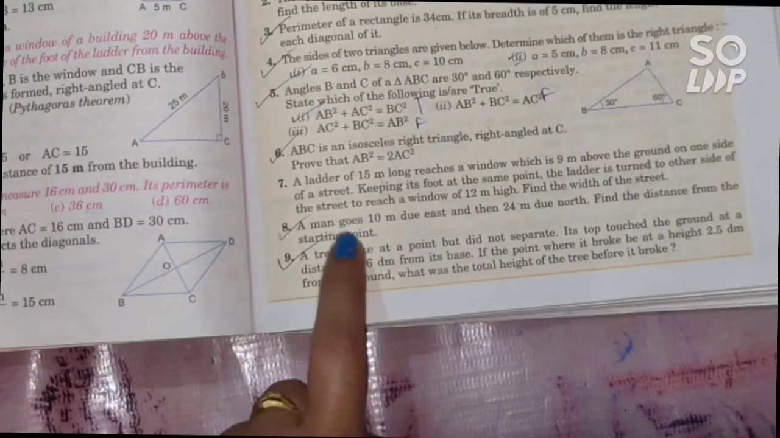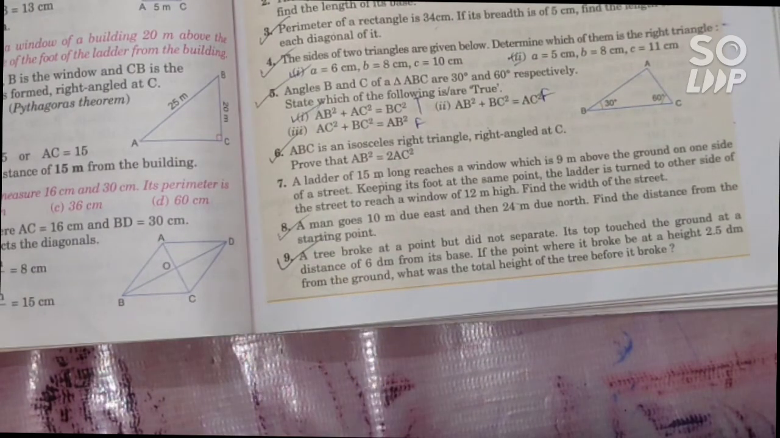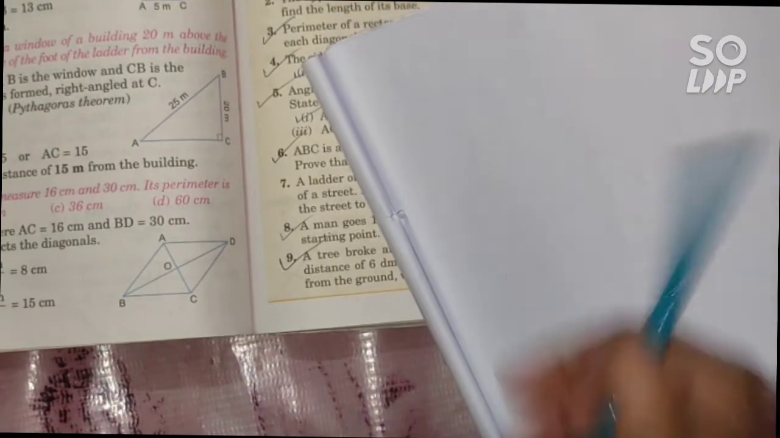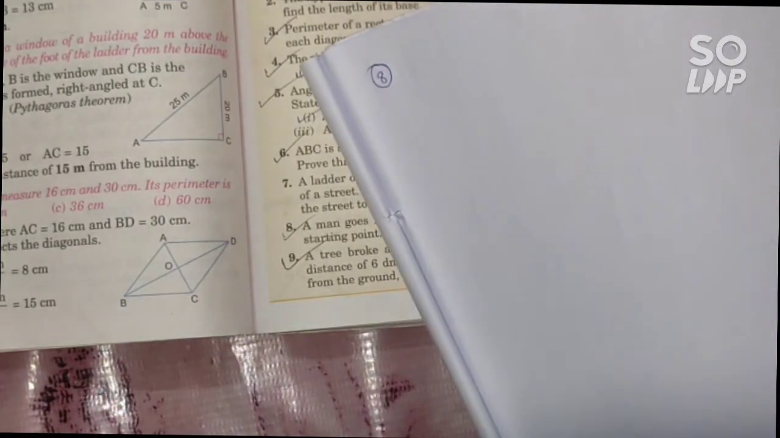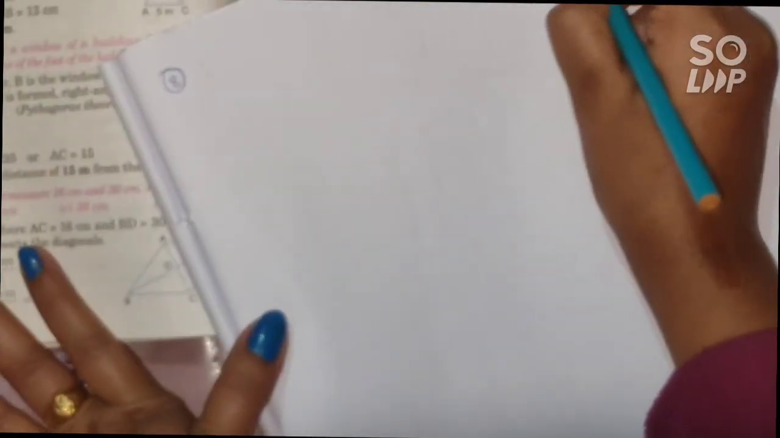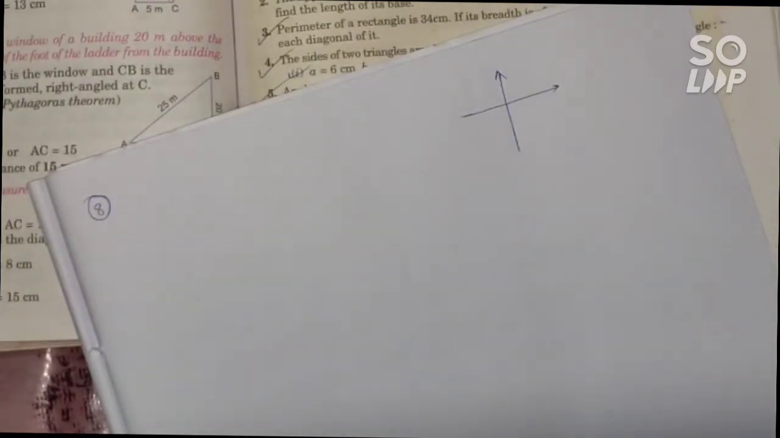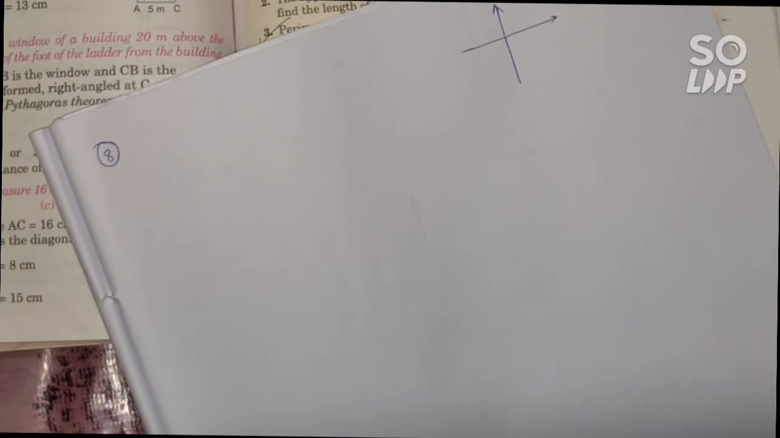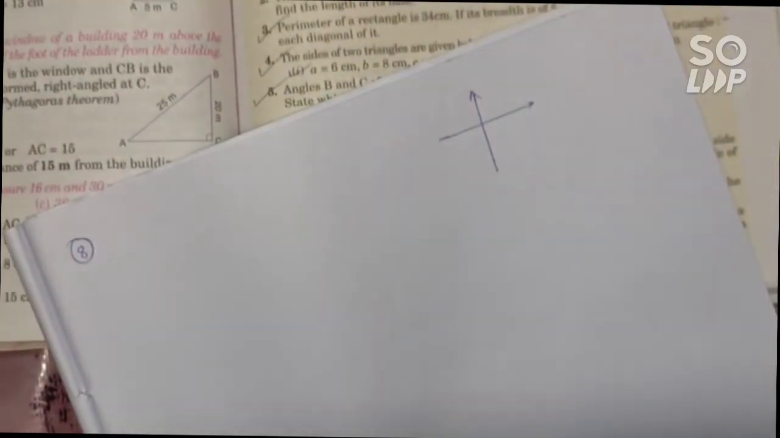Question number 8. A man goes 10 meter due east and then 24 meter due north. Find the distance from the starting point. So before doing this question, first we will know the basic concept of direction.